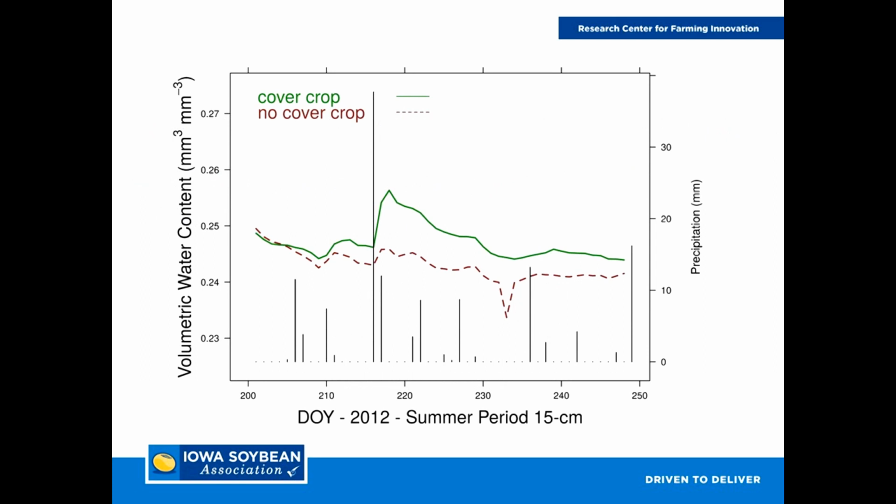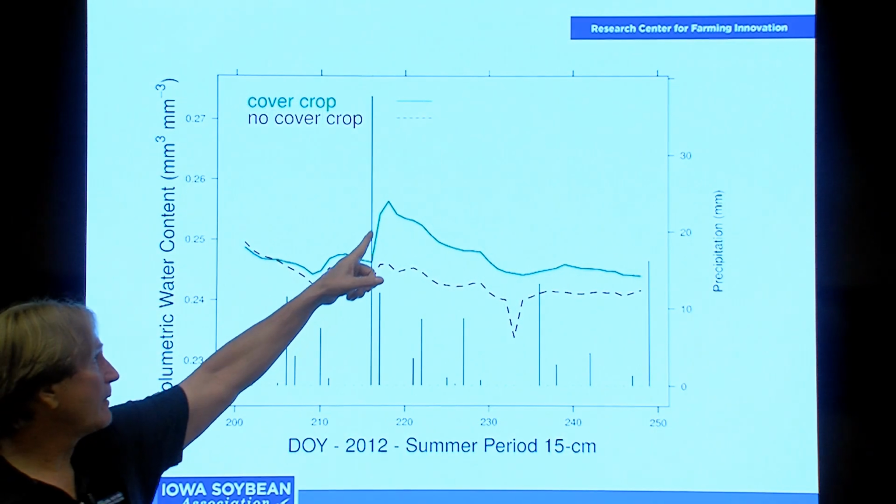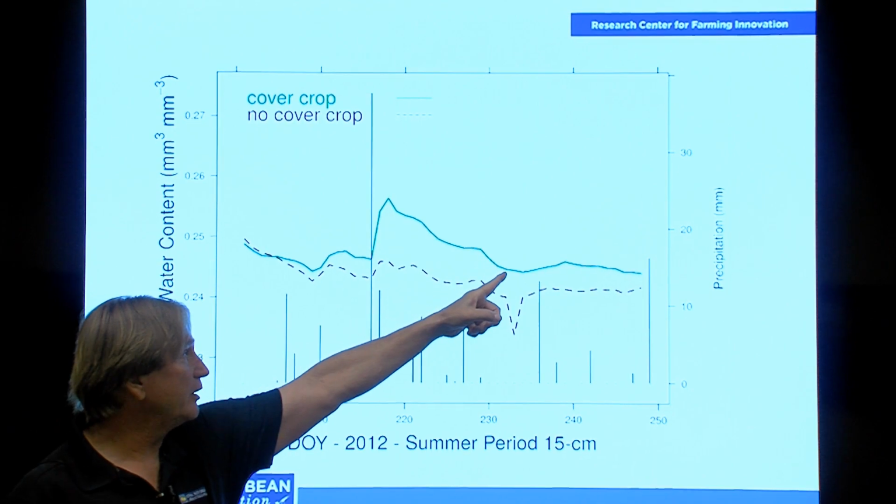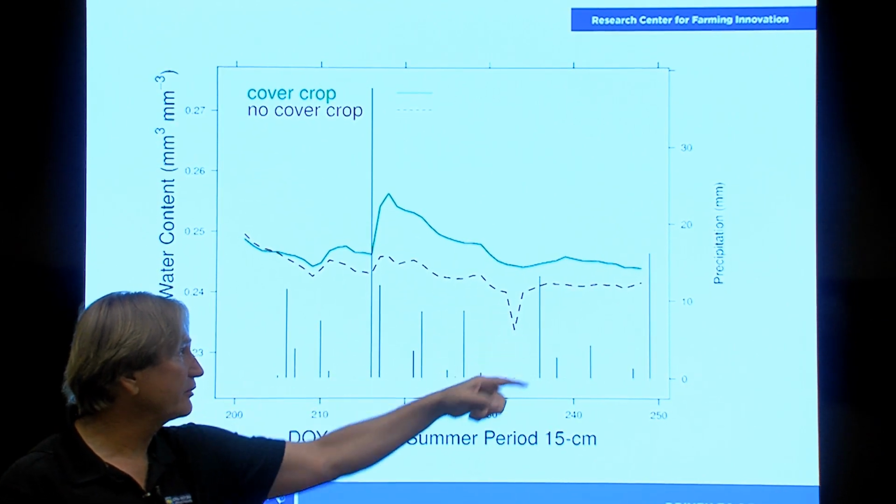Here's an example from this study. This is day of the year, and I picked 2012 because it was a dry year, kind of like what we're having right now. And this is the volumetric water content. What I want you to see over time is look how cover crops have more plant available water compared to the no cover crop comparison.